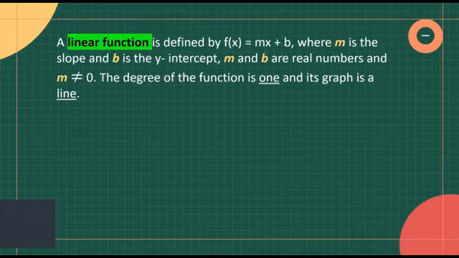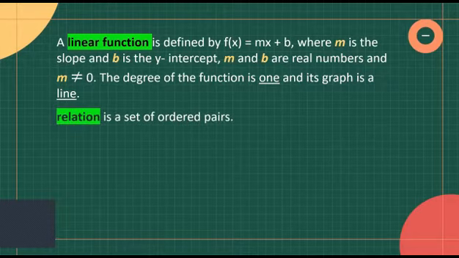Now let us discuss some key concepts about linear functions. A linear function is defined by f of x is equal to mx plus b, where m is the slope and b is the y-intercept. m and b are real numbers, and m is not equal to 0. The degree of the function is 1, and its graph is a line.